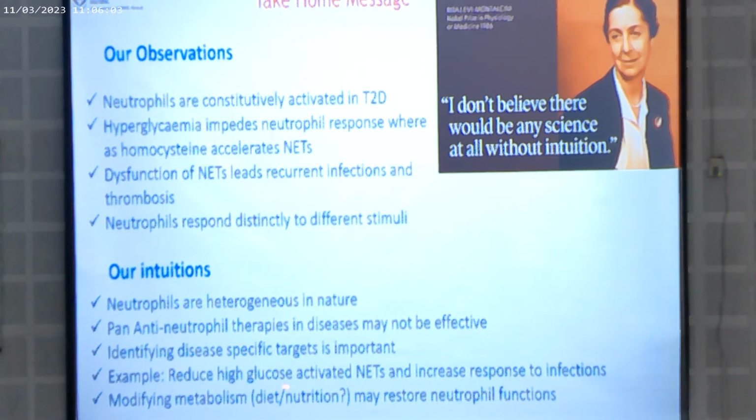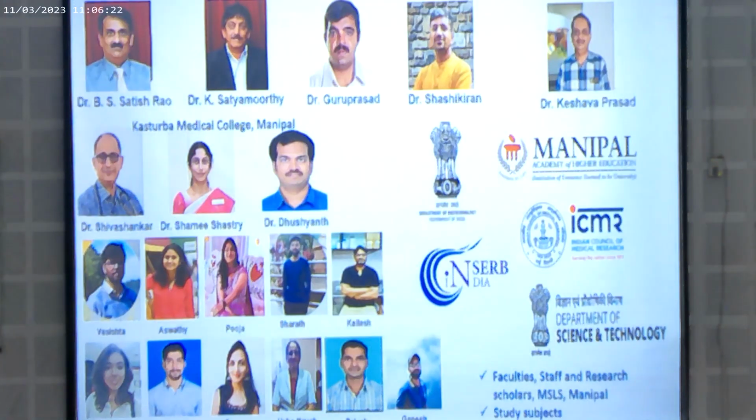For example, in case of diabetes, we have to reduce high glucose induced LEDs, and then simultaneously activate neutrophils against the infection so that diabetic people can cope with the infections. So probably we are also looking at calorie restriction models to see whether neutrophil functions can be improved. So finally, I thank our team.